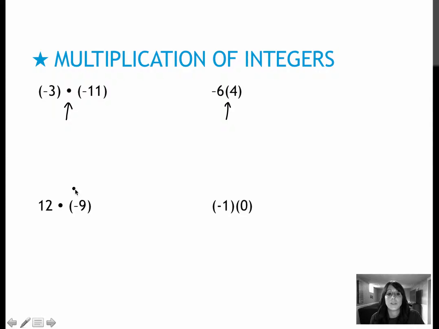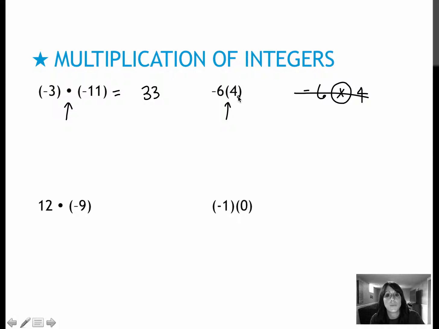We very seldom use the x for times because this x will become a variable later on, and so we don't tend to do that. So in your work, you should be using the dot or the parentheses. Back to the question, I've got -3 times -11. Those two negatives come together to make a positive. 3 times 11 is 33, and the answer will be positive 33 because I've got two negatives.